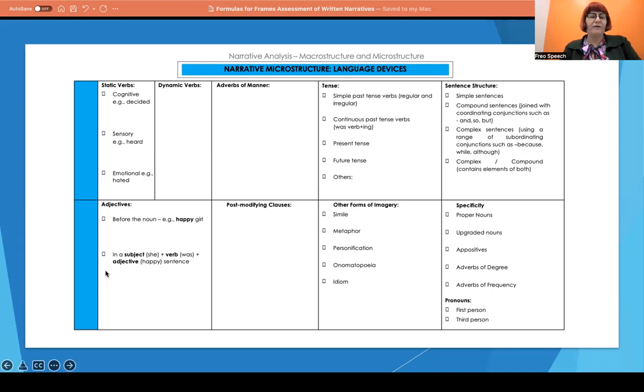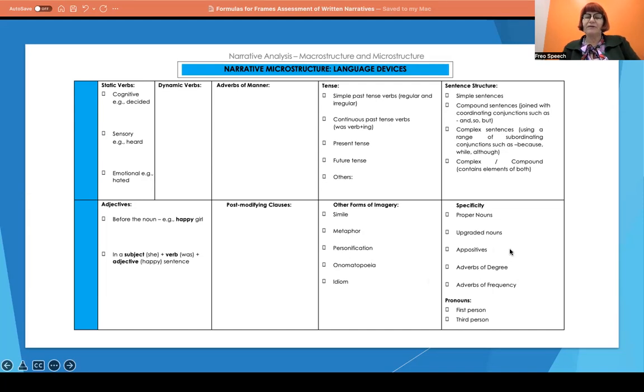Looking along here is the imagery. Are students using adjectives before the noun, "happy girl"; after the noun, "the girl who was smiling", "the girl with curly hair"; or in a subject, verb, adjective phrase or clause? Other forms of imagery, and we've already talked about these: similes, metaphors, personification, onomatopoeia, idiom.